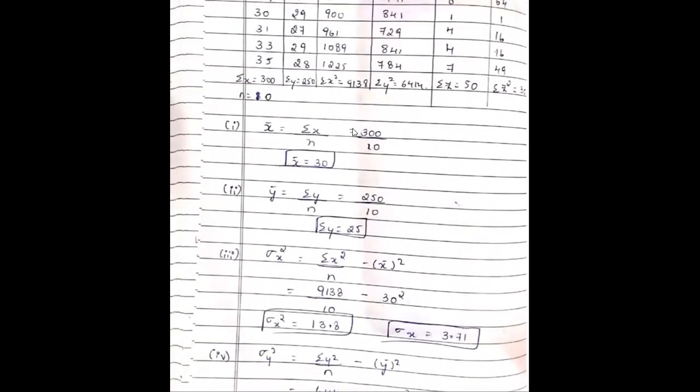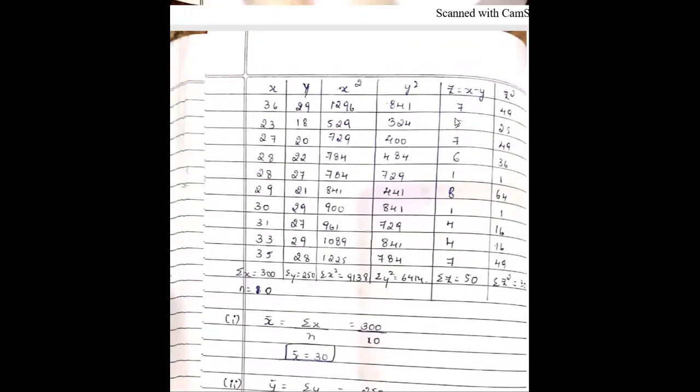So I'm going back to the table and constructing my next column, which is z, and then find out z square. And z was x minus y. So just subtract x and y and write the answers. That's the first column minus second column. 36 minus 29, which is 7. 23 minus 18, which is 5. Fill in this column in the similar way and just add it up, which turns out to be 50. The summation z is 50.